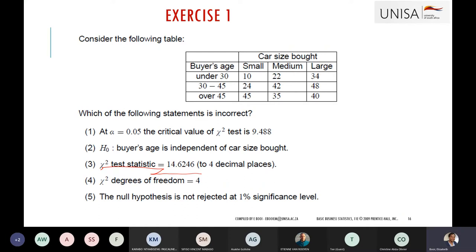So let's start. This one, we did it together. We can just go through it again, just for us to remember how we do the questions. Which one of the following statements is incorrect? At alpha of 0.05, the critical value of the test is 9.48. We went to the table. We first needed to calculate our degrees of freedom.